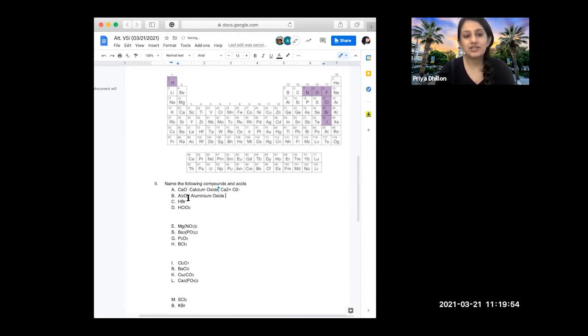And then the charges you can see from here. So does anybody want to tell me what's the charge for aluminum and what's the charge for oxygen here?